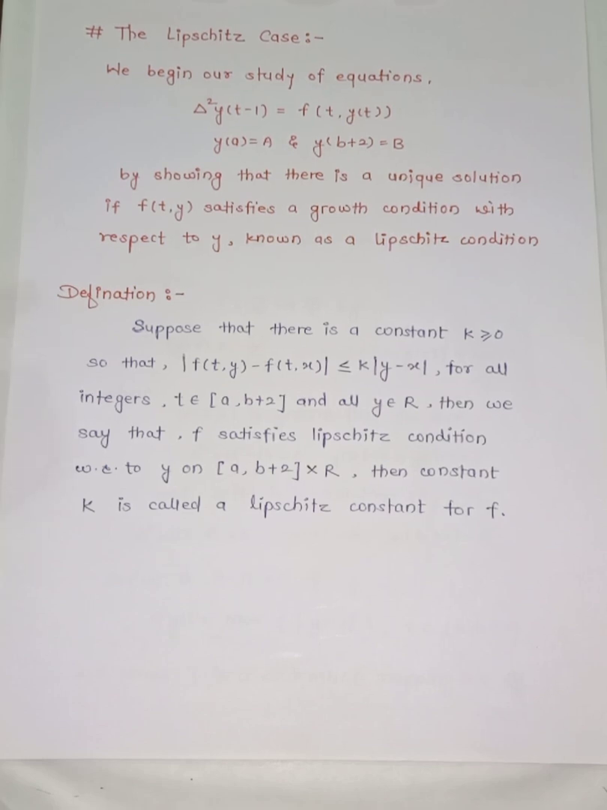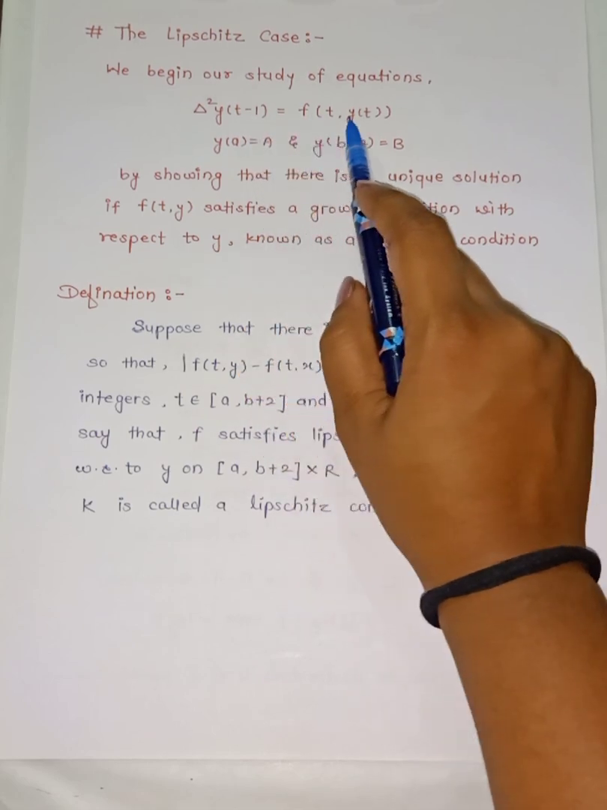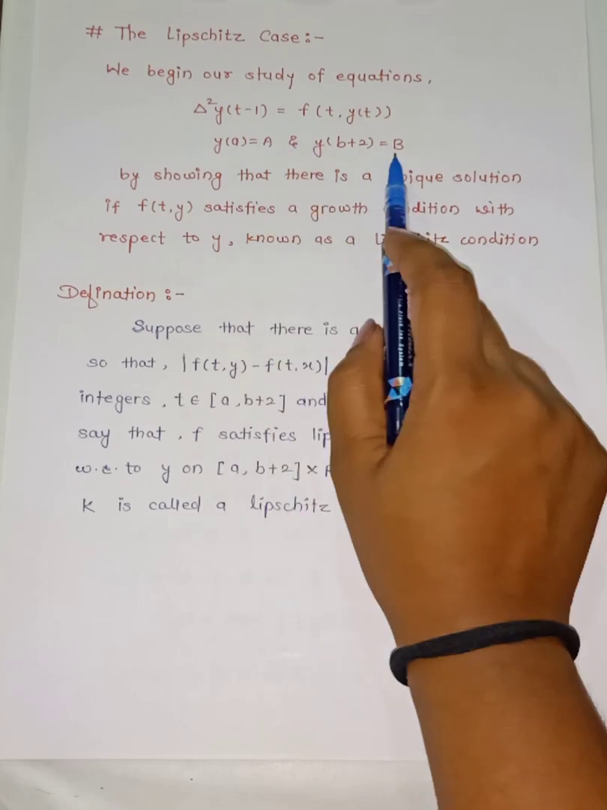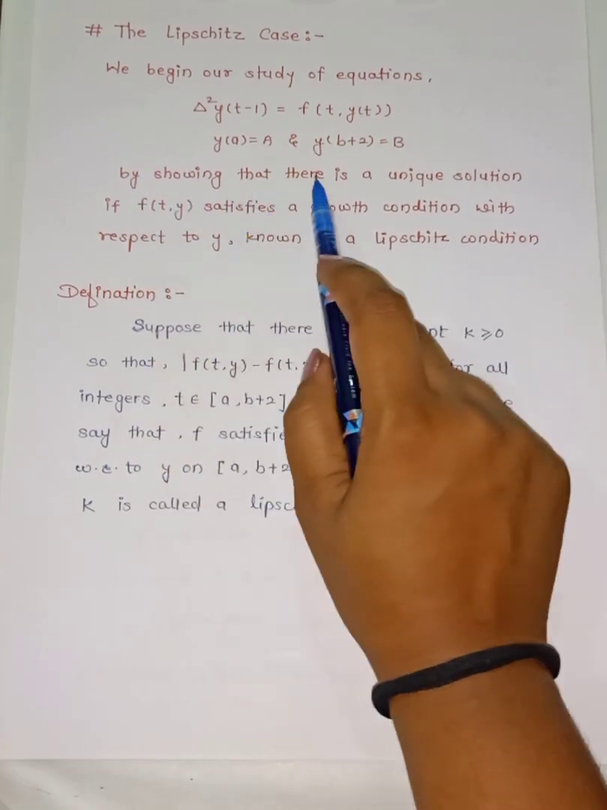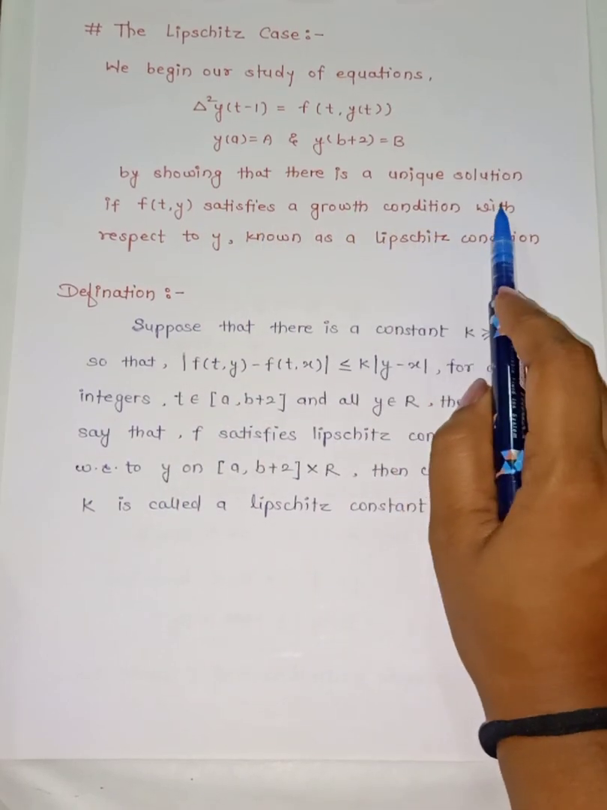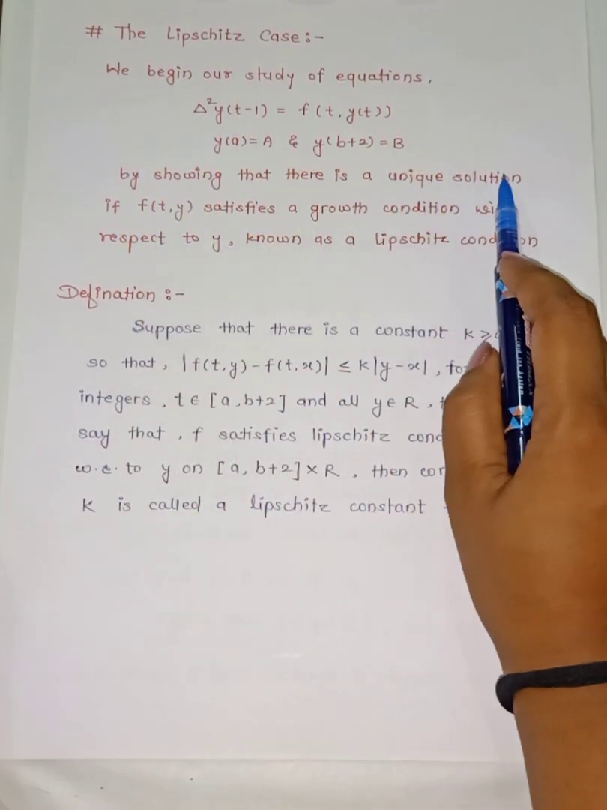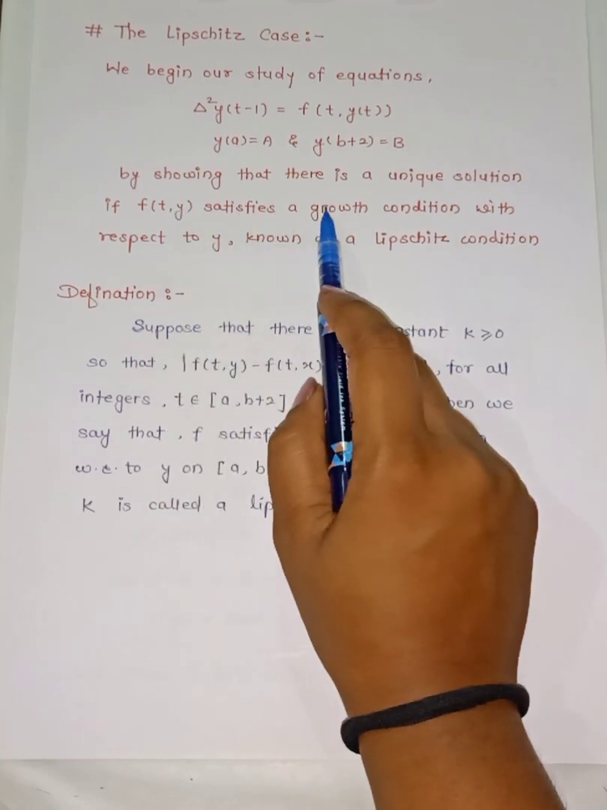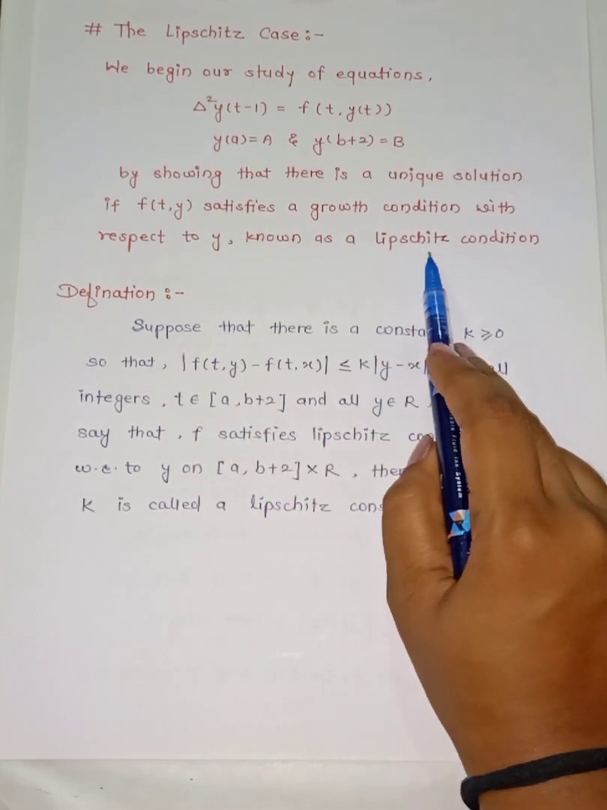In the previous video we have seen the boundary value problem for the non-linear equations and we will continue with this. So we begin our study of the equation delta square y of t minus 1 equals f of t, y of t, with the boundary conditions y of a equals A and y of b plus 2 equals capital B, by showing that there is a unique solution in f of t, y which satisfies a growth condition with respect to y. That condition is known as the Lipschitz condition.